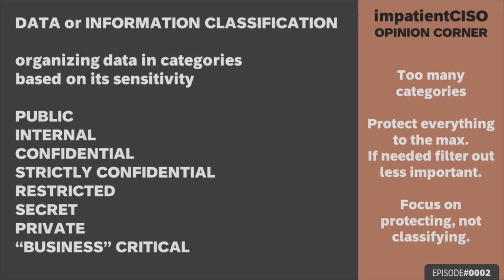Data or information classification. Typical definition from the internet. What is it? It's organizing data in categories based on its sensitivity. I mean, it's very simple to learn and to say it again, but what does it actually mean? And what is the tricky part of it?